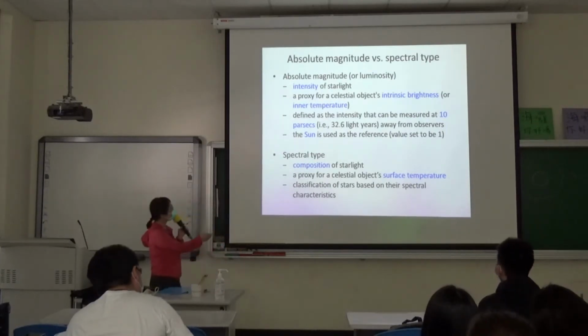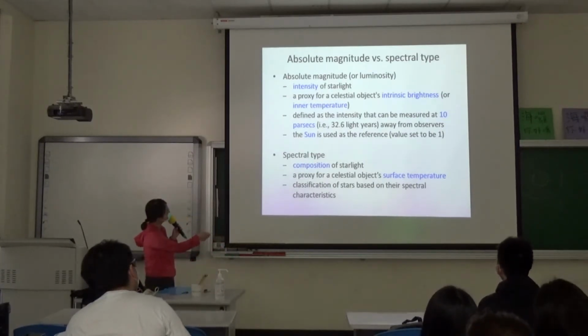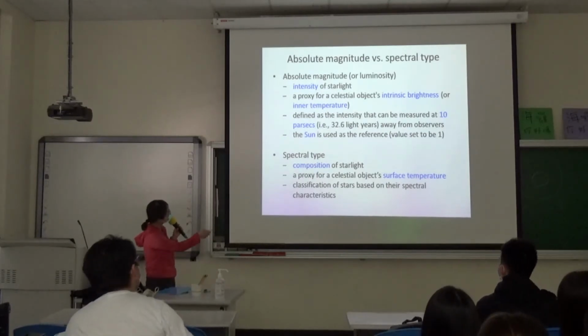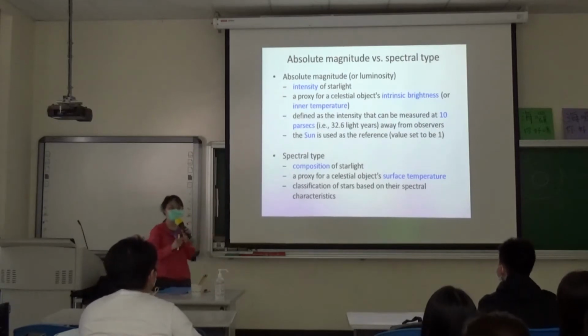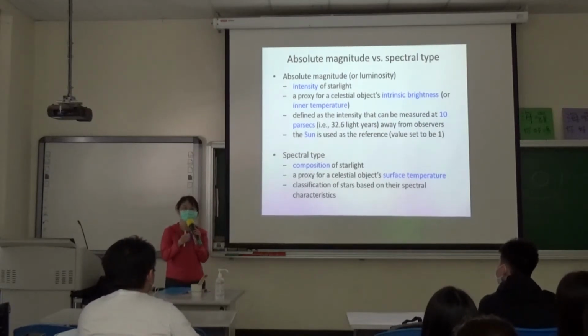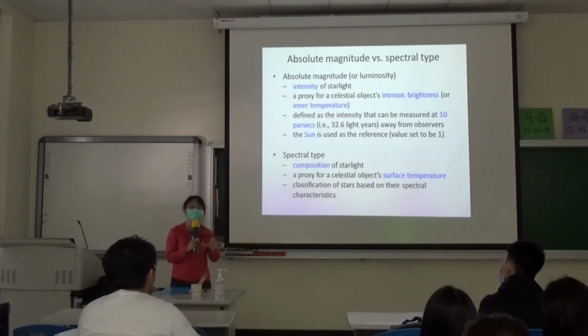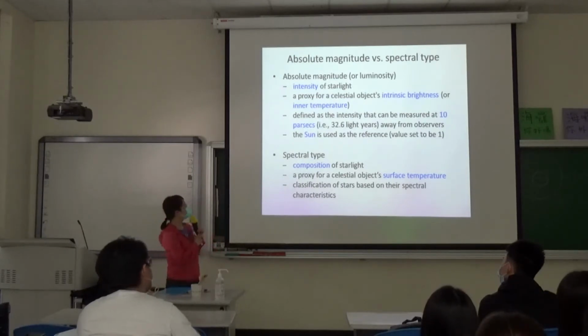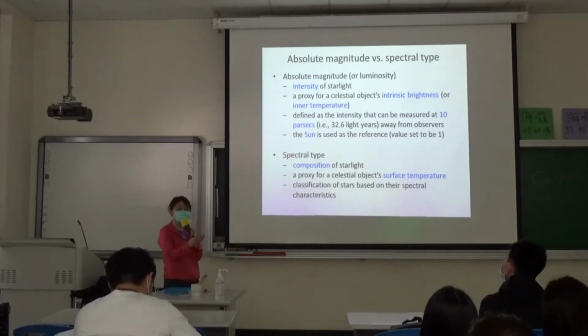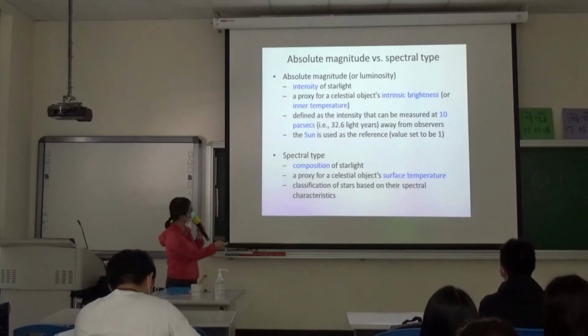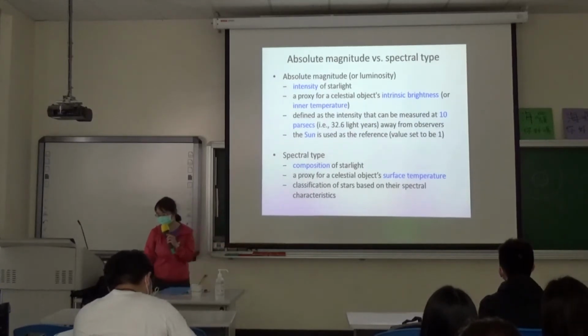And it's defined as, but here there's a definition for when you use luminosity on this graph. So it's defined as the intensity that can be measured at 32.6 light years, which means you need to normalize. 就是把大家都校正到同一个距离 away from the observers. So there's a normalization involved. And the sun is used as the reference and the value is set to 1.